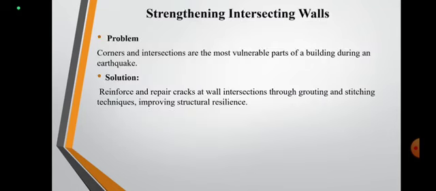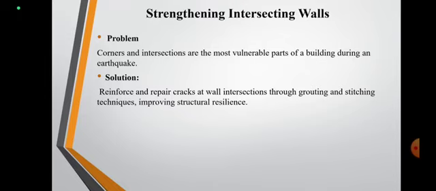Now, strengthening intersecting walls. Its main problem is that corners and intersections are the most vulnerable part of a building during an earthquake. Mostly during the earthquake, the corner parts should be in a stable position. If a corner gets inclined or tilted, then the wall gets damaged, or falls, or turns out.